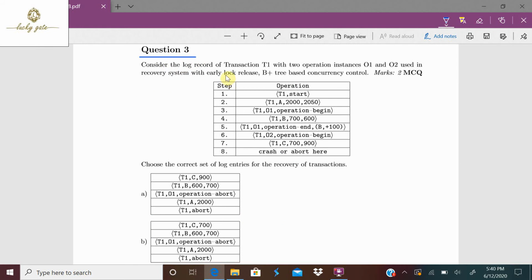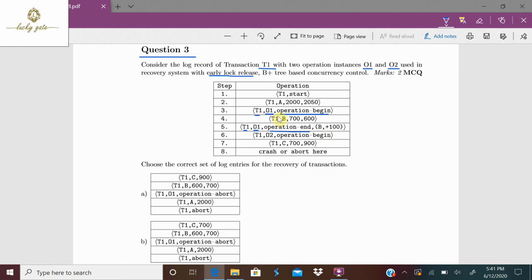Question number 3. Consider the log record of transaction T1 with two operation instances O1 and O2 used in a recovery system with early lock release, B plus tree based concurrency control. Here early lock release uses an operation lock. An operation lock is of the form a transaction, operation identifier and operation begin. Similarly, it requires an operation end log, T1, operation 1, operation end. Whenever an operation is ended, it requires logical undo information.